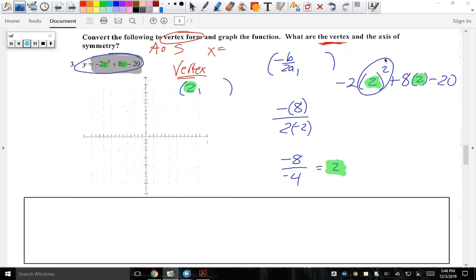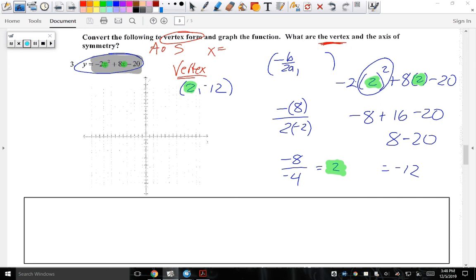2 squared is 4, times 2, times a negative 2 becomes a negative 8, plus 16 minus 20. What's negative 8 plus 16? 8. So what's 8 minus 20? Negative 12 as far as an answer. So negative 12 is our vertex piece here.